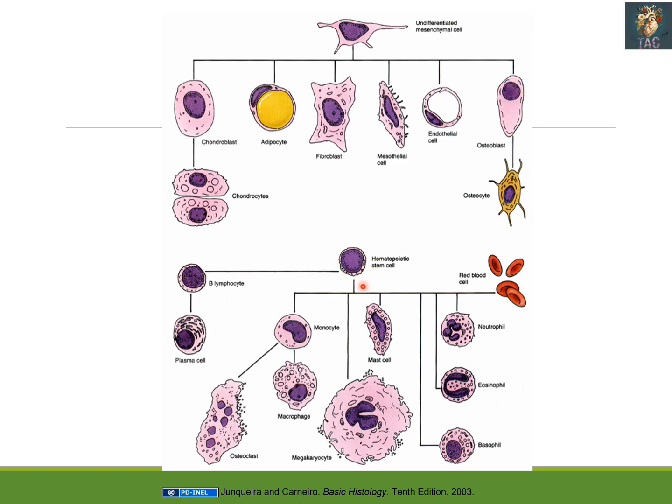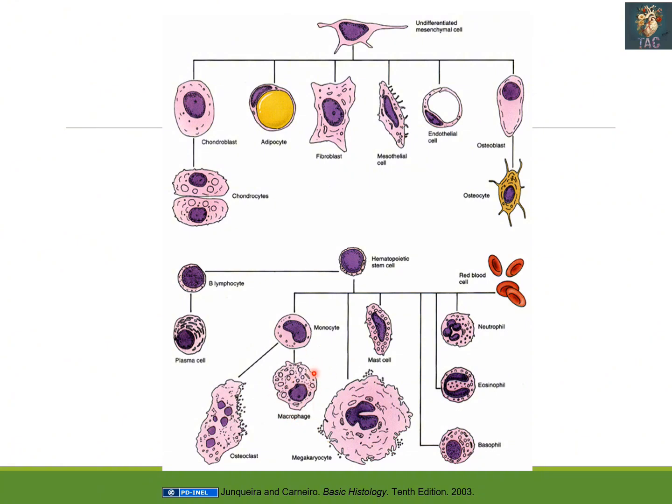Again, the hematopoietic stem cells can form the B lymphocytes and then the plasma cells, or they can differentiate into monocytes, the mast cells, the neutrophils, eosinophils, and the basophils, which are the WBCs, and also can differentiate into the red blood cells. Another type of cell which is present over here is a large cell. This one is the megakaryocyte, and the monocyte differentiates into the macrophages.